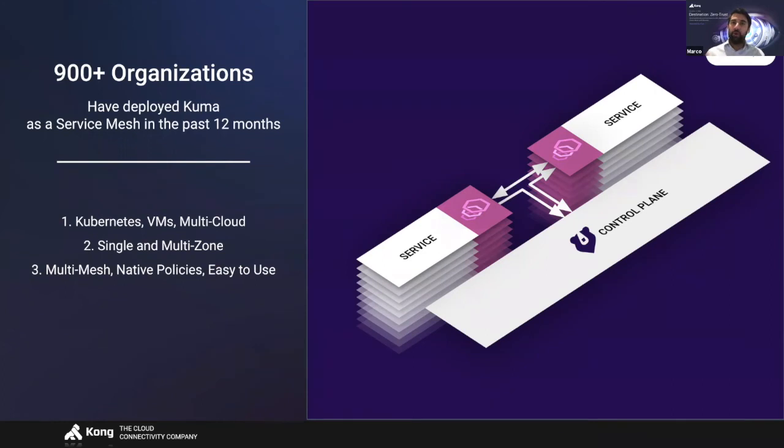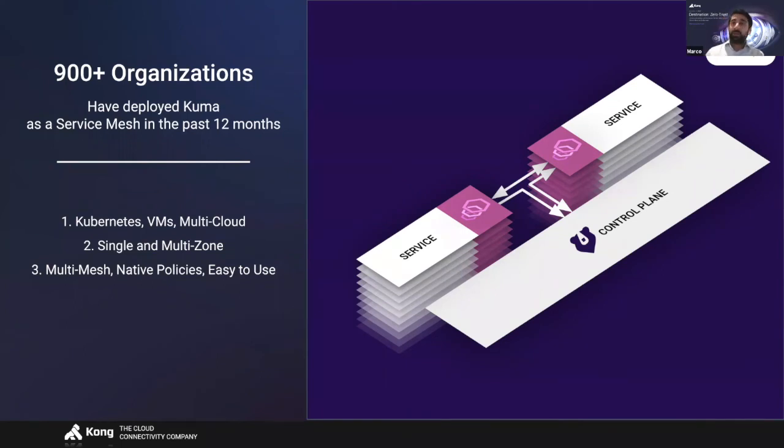And since we released Kuma in early 2019, today there are more than 900 enterprise organizations in the world that are using Kuma to do exactly what we are just talking about, to implement zero trust security, but also capture the observability of the requests that we're making, as well as the discovery and so on and so forth.